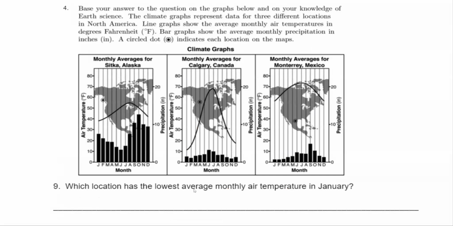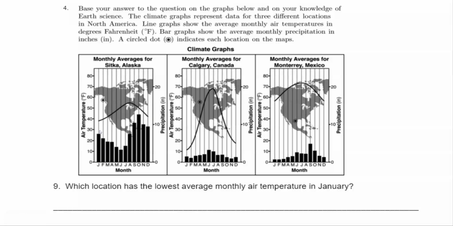Next, number 9. Which location has the lowest average monthly air temperature in January? So, since it's talking about January, let's start with the month of January. That's the first letter, January. And which location has the lowest monthly average air temperature? Air temperature, remember, is my line graph. So I'm going to see in which location I have the lowest point of that line graph in January. I'm going to look on my left side of the scale because that's my air temperature. The right side is precipitation.